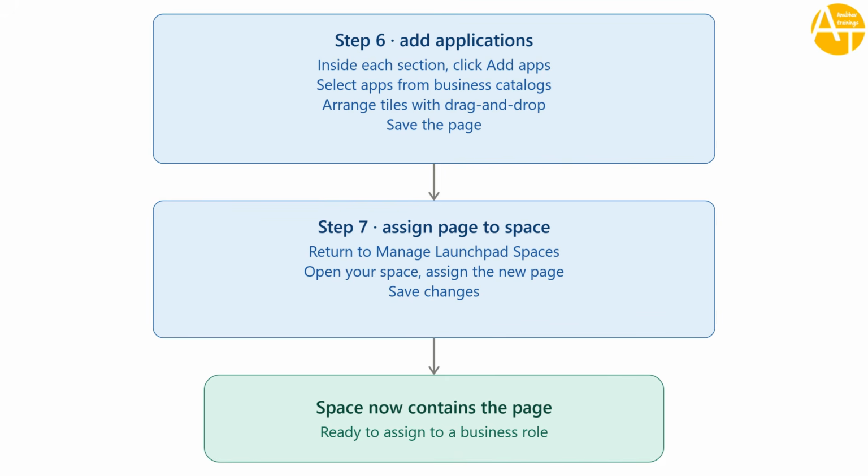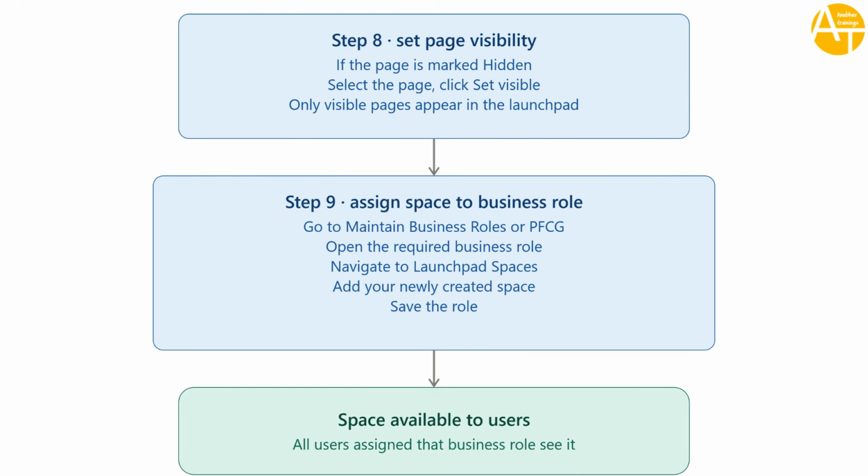Step 6. Add applications. Inside each section, click Add Apps, select what you need from the business catalogs, and add those tiles to the section. Drag and drop to arrange them, then save the page. Step 7. Assign the page to your space. Go back to Manage Launchpad Spaces, open your space, assign the page you just created, and save. Step 8. Set page visibility. If your page shows as hidden, select it and click Set Visible. Only visible pages actually show up in the Launchpad.